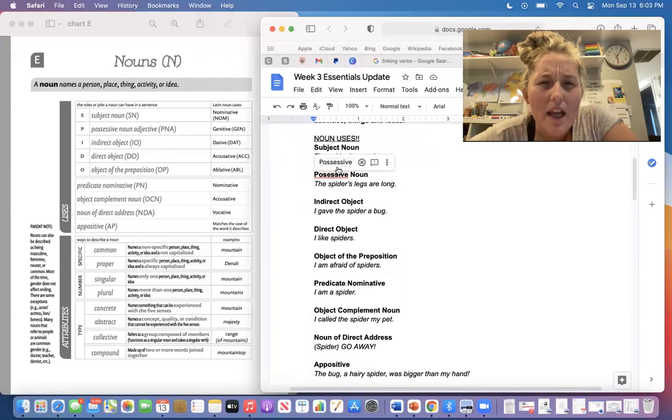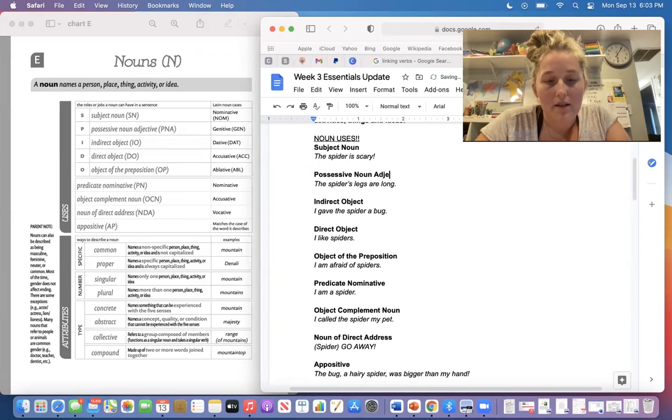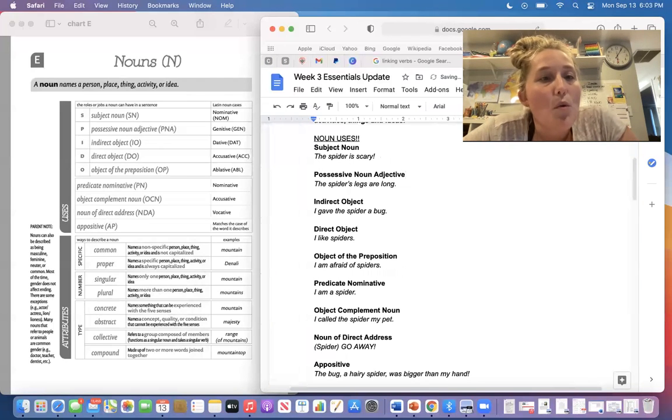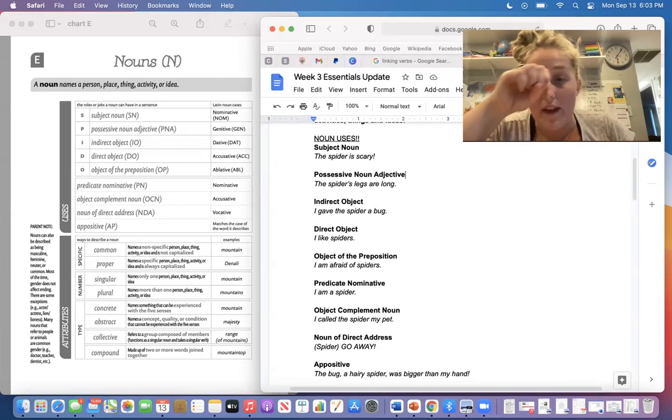Then we have the possessive noun adjective. So I have to add adjective in here. This one gives us a little bit of possession when we're talking about a noun and it becomes used as an adjective. So the spider's, that's the possessive noun adjective, legs are long. You can see the apostrophe S on that spider, that tells you that it's a possessive. That means it shows ownership over that noun, which is the legs.